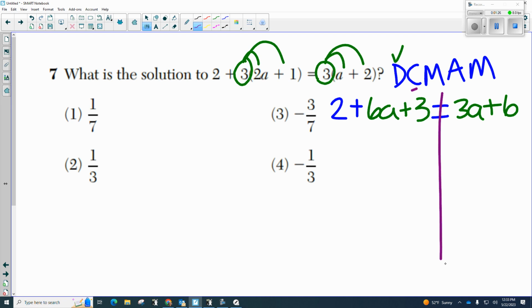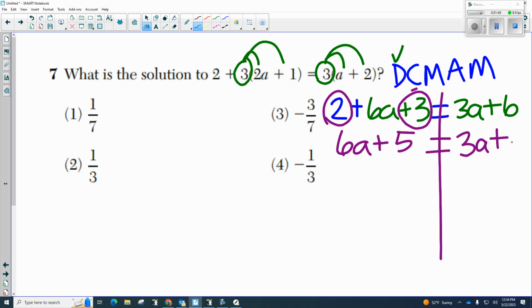Okay, when I look on the left side of the equation, do we have any like terms? All right, hopefully you were saying, yes, we do. It's the 2 and the 3, and you would be correct. Okay, so the 6a doesn't change, but 2 plus 3 is 5. So this side can be simplified to 6a plus 5. The other side, we just have a 3a and a 6. They're not like terms, so I'm just going to write them separate. Done with combining like terms.